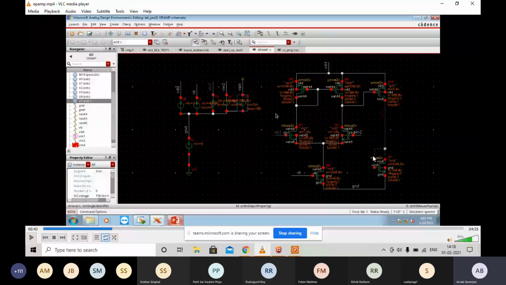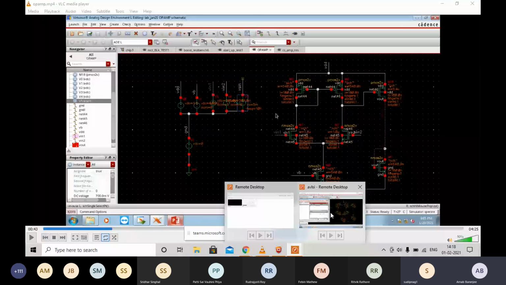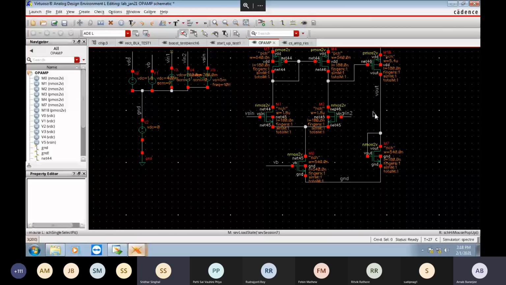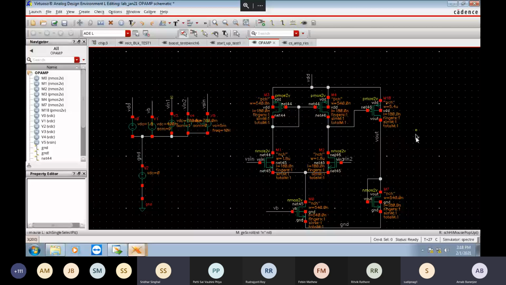I'll show you in the circuit. So this is it. It is not a dotted line. It's actually a circuit because I made the output selected. That's why it was showing in red color. Okay, sir. Yes, sir.